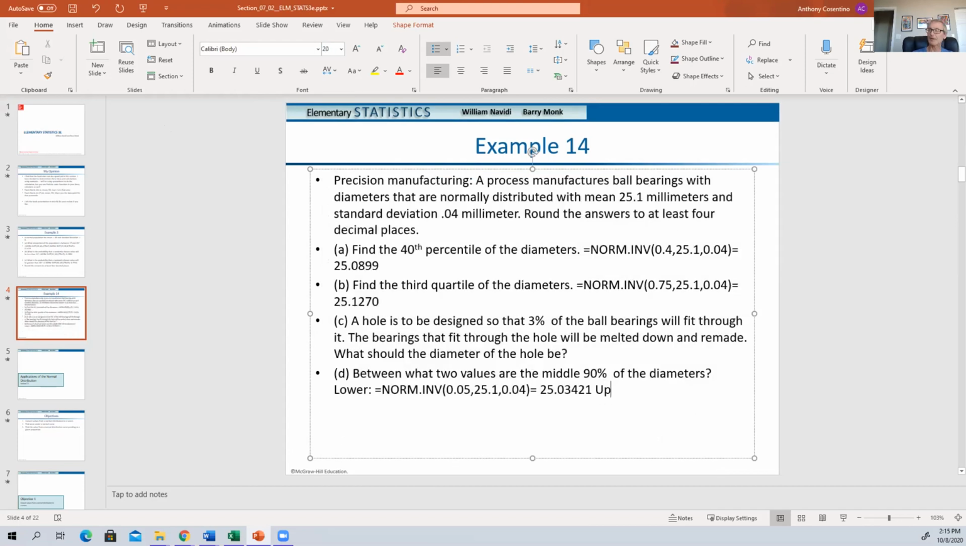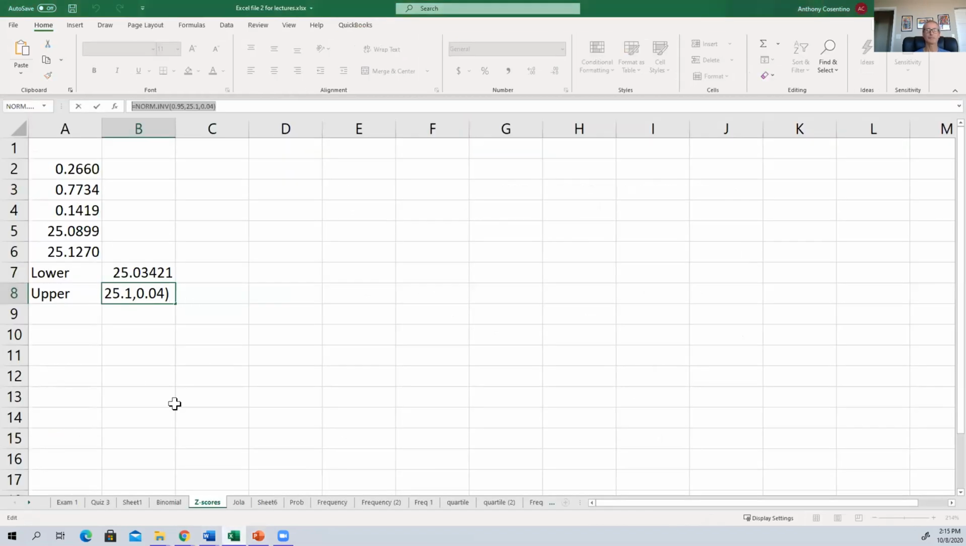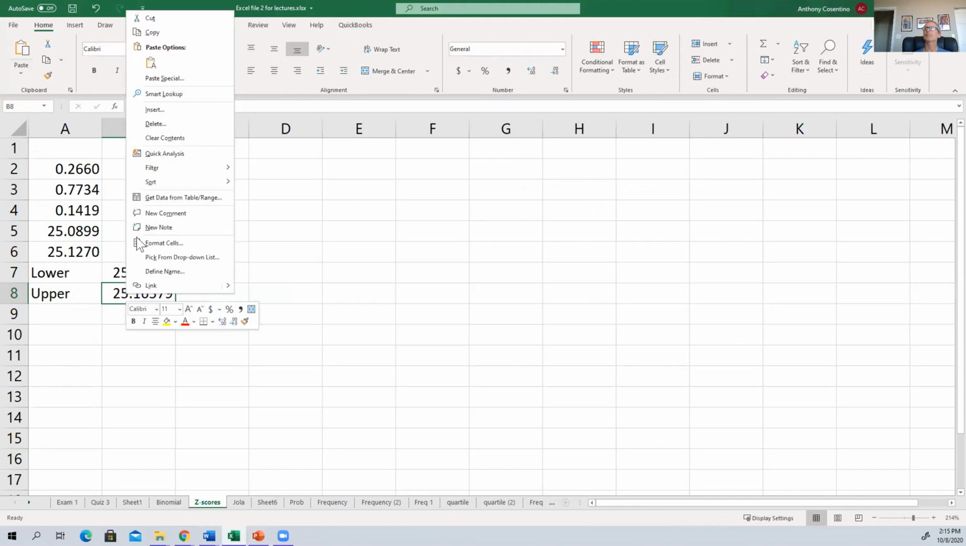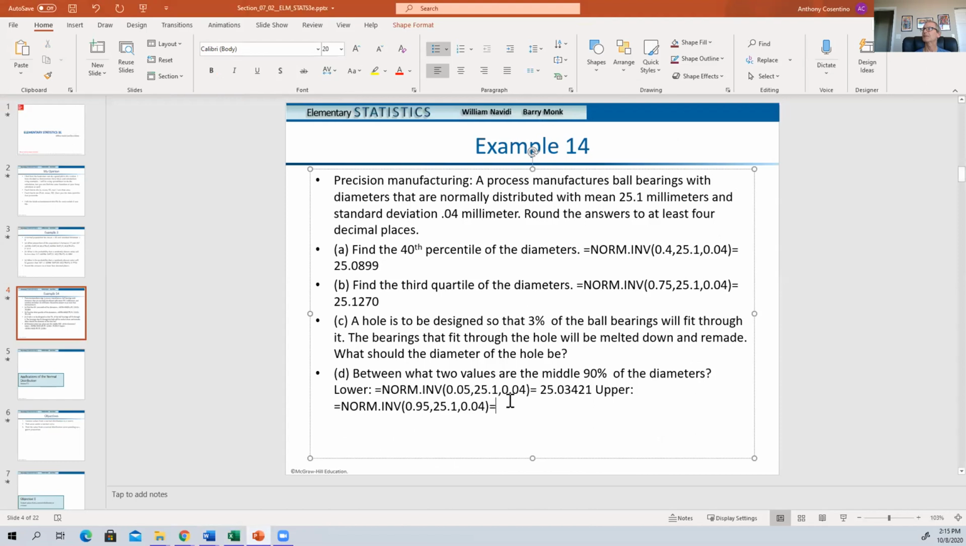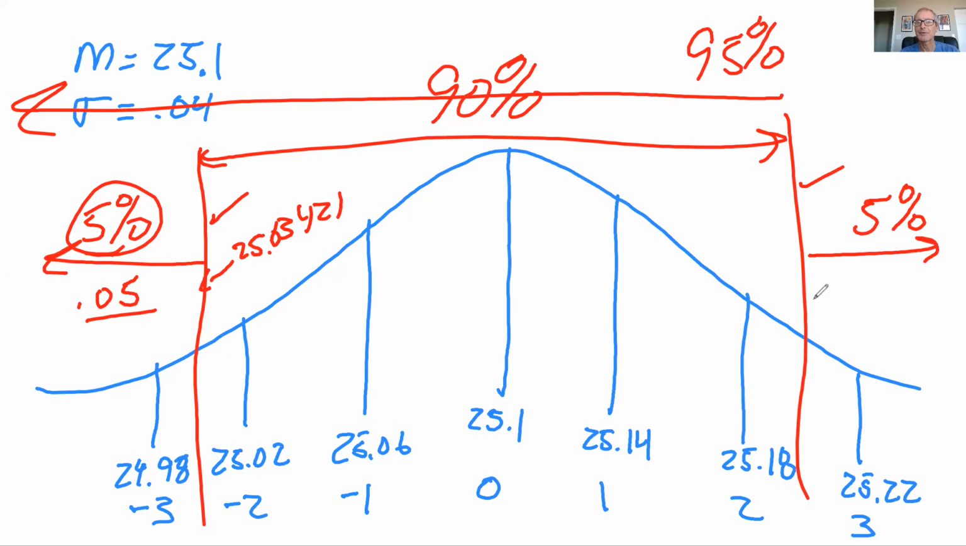So this would be the upper. And paste that in there, and that would equal, go back to the presentation. And copy that number there. Stick it right in there, and away we go. So going back to the whiteboard, the upper value here should be much bigger than the mean, and it is. It's 25.16579.